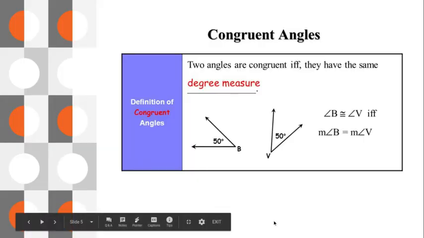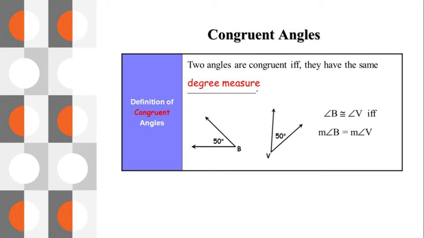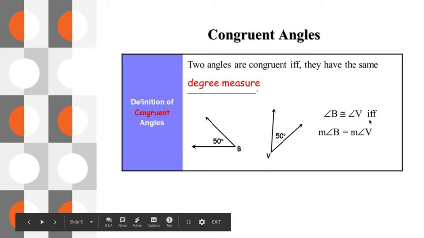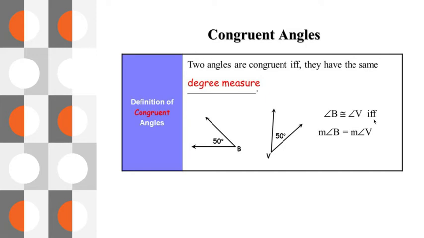Just like we had congruent segments yesterday that had the same length, congruent angles are two angles that have the same measure. Remember that we measure angles by degrees. So angle B is congruent to angle V. Now this IFF, it's not a typo. It's the abbreviation for if and only if. So angle B is congruent to angle V if and only if the measure of angle B equals the measure of angle V. Notice that when we're talking about shapes, they're congruent. When we're talking about measures, they're equal.